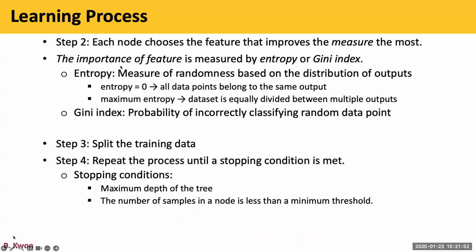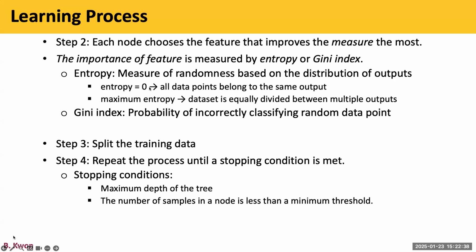And then there must be a measure for your training method. The program should know whether the directing or splitting of your input is done correctly or not. There are two famous measures, called entropy and the Gini index. Entropy is basically a measure of randomness based on the distribution of outputs. It measures how randomly distributed your final outputs are for many different inputs.